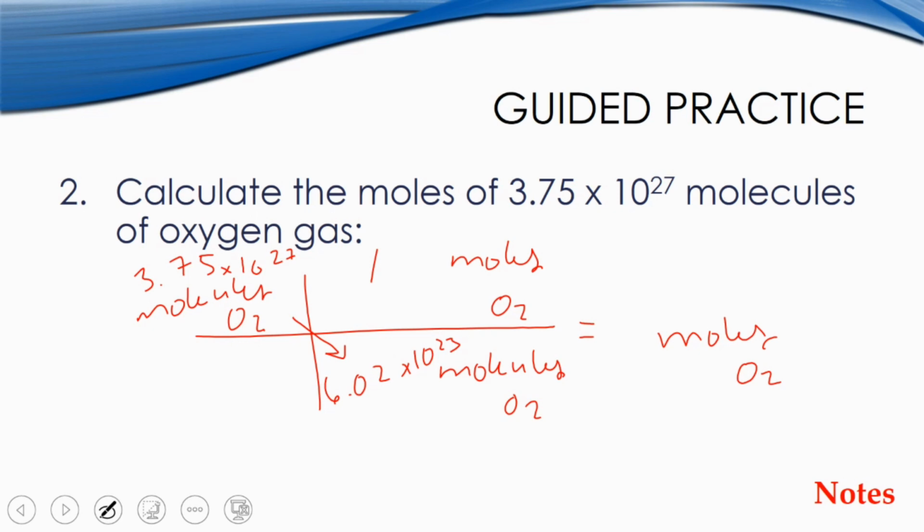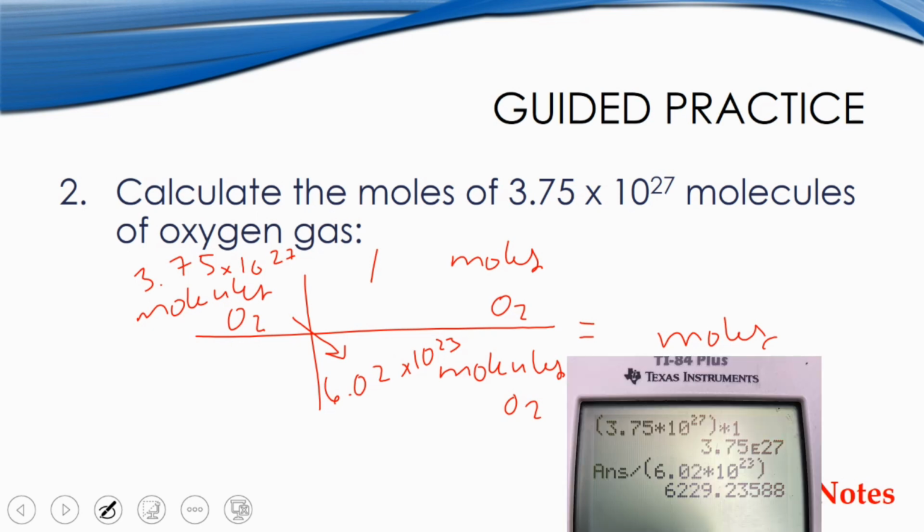So let's go ahead and put this into the calculator. When we do that, we would do 3.75 times 10 raised to the power of 27 times 1 divided by 6.02 times 10 to the power of 23. When we put that into the calculator, we get the following number, 6,229.236. We're going to stick with 3 decimal places. This right here is our final answer for this problem.